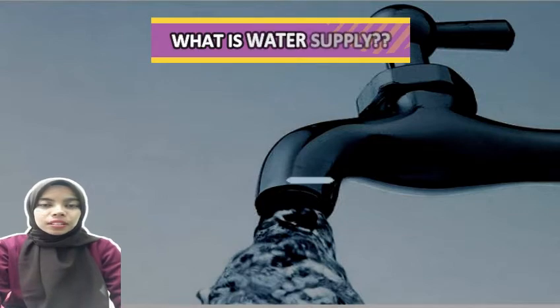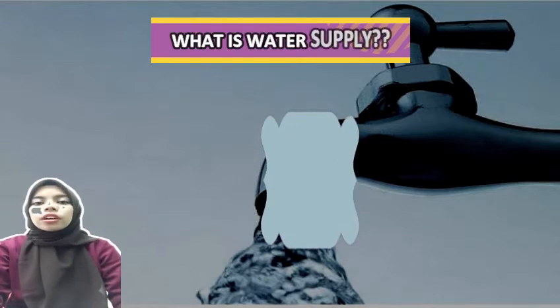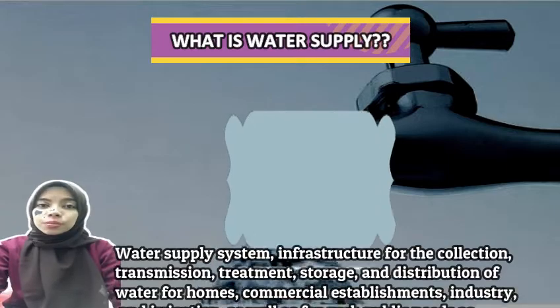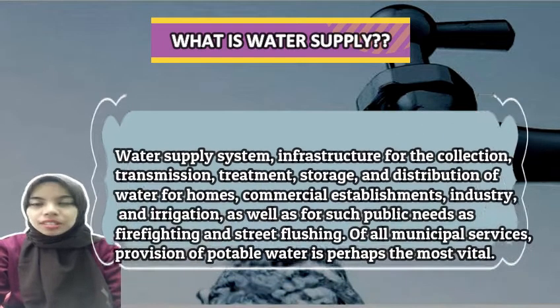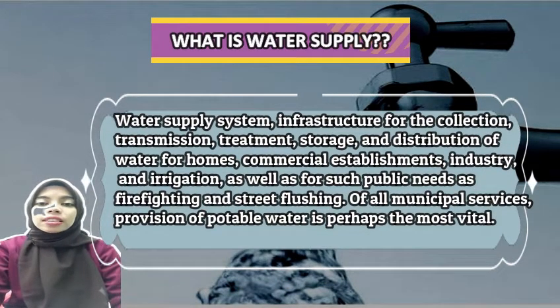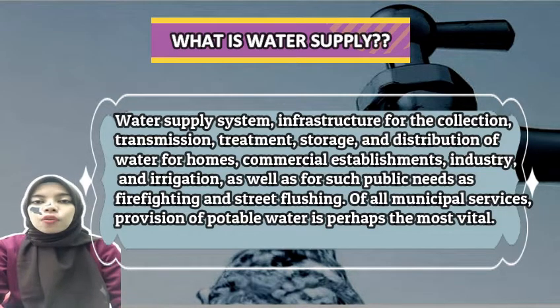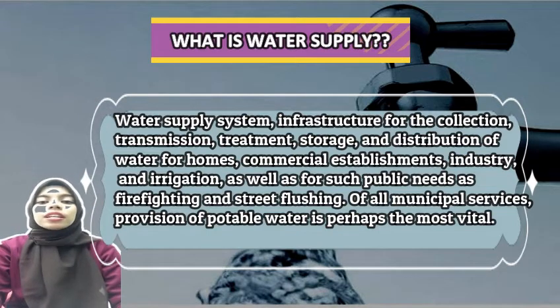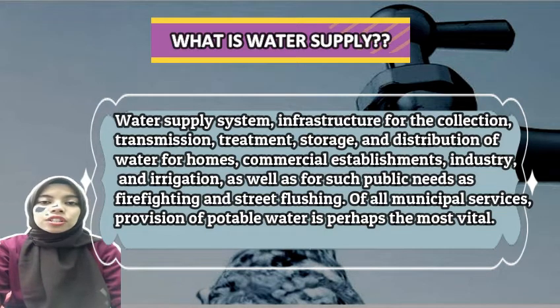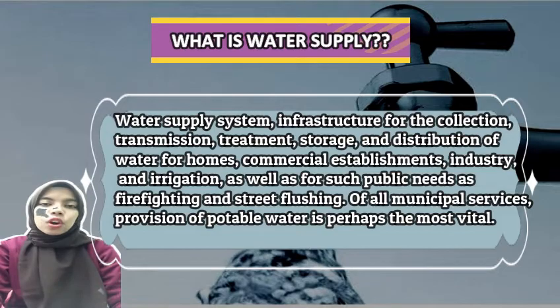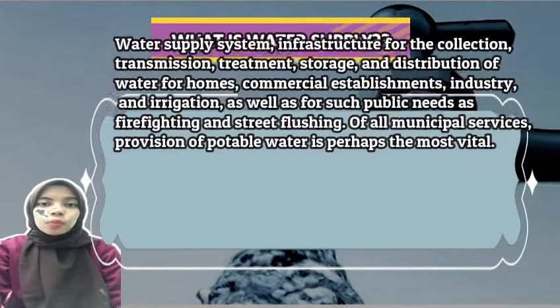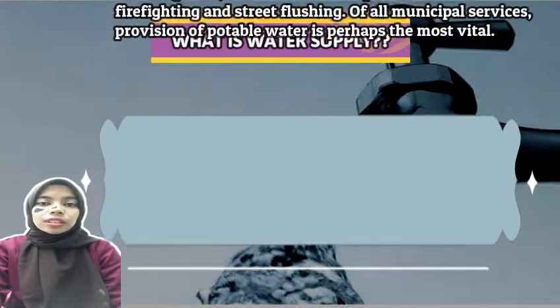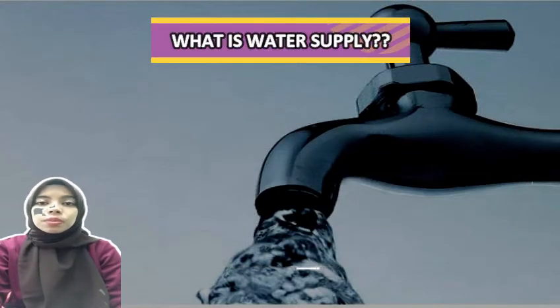A water supply system is the infrastructure for the collection, transmission, treatment, storage, and distribution of water for homes, commercial establishments, industry, and irrigation, as well as for such public needs as firefighting and street flushing. Of all municipal service provisions, potable water is perhaps the most vital.